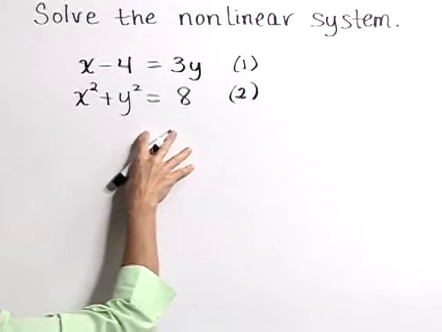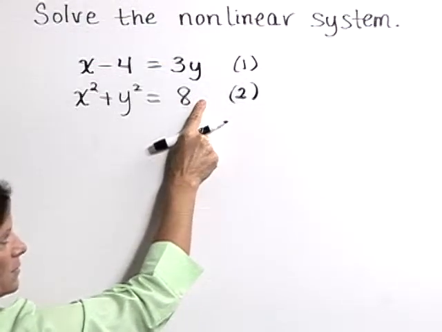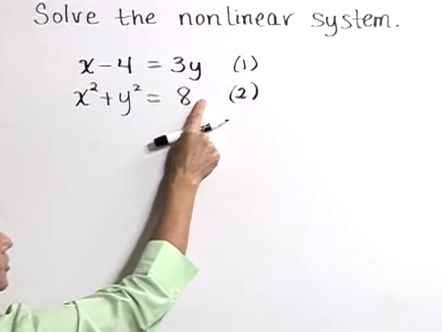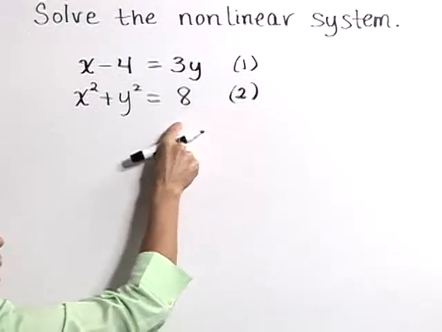Also, just think about this really quickly. We've got a line and a circle. So they might intersect in no points, or 1 point, or 2 points.